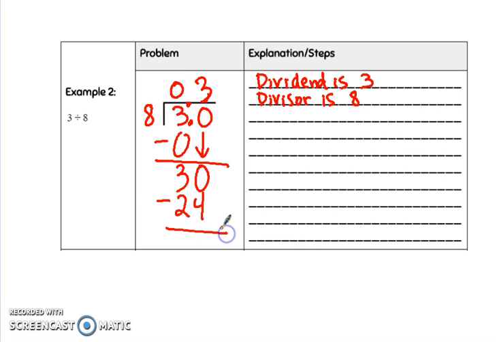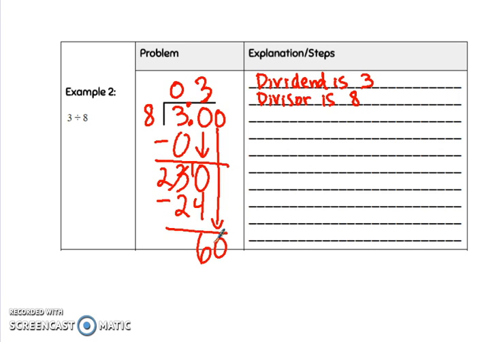You have to do some regrouping. 10 minus 4 is 6. And then you have to have another 0. It's still the same number, 3. 3.000 is the same as 3. And we bring down the 0.